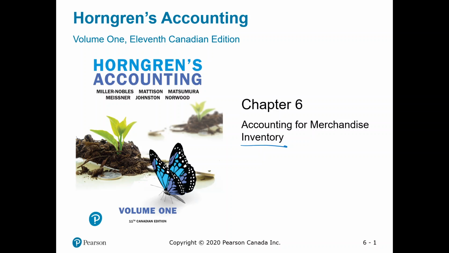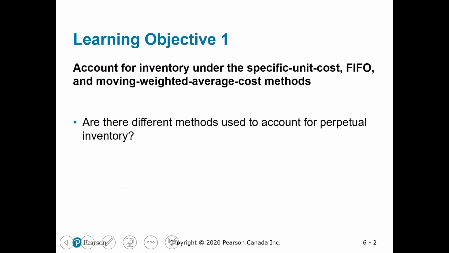Like we did in Chapter 5, in Chapter 6 we're going to be focusing on the perpetual method. So we will look at different costing systems and we'll focus on perpetual. There are 3 different types of costing methods that we're going to use. The first is called specific unit cost. The second is called FIFO, or first in, first out. And the third is our moving weighted average cost.